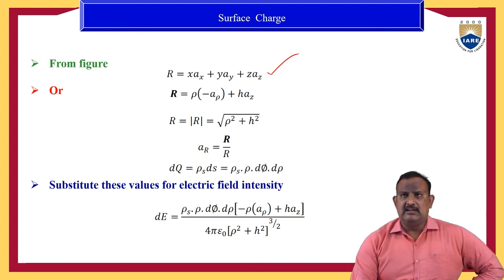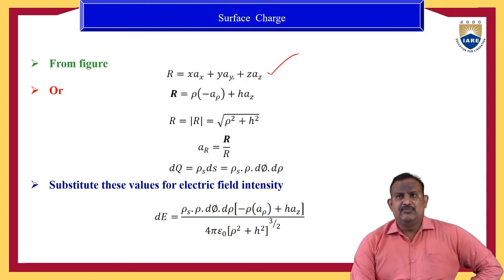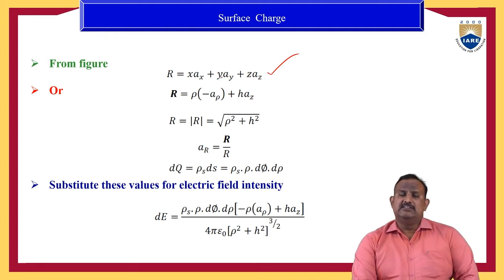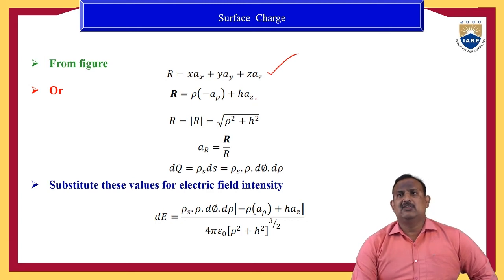So here, if you assume the rectangular coordinate system, these x, y, z are three unknown coordinates. Therefore, it is difficult to find the three unknown coordinates. So to avoid that difficulty, here we are converting the rectangular coordinate system to the cylindrical coordinate system.